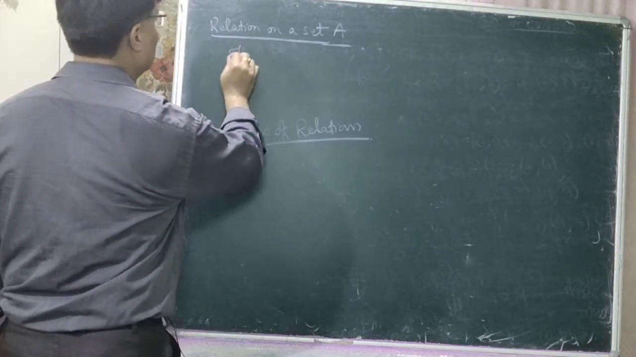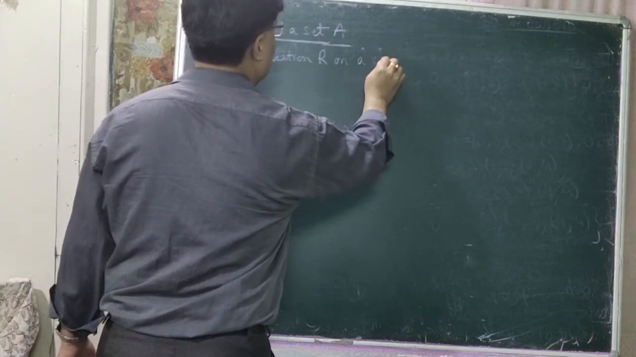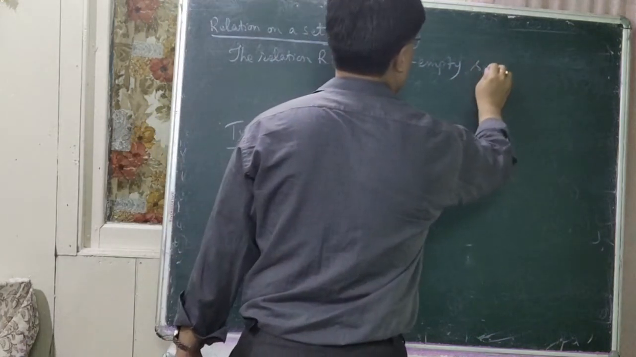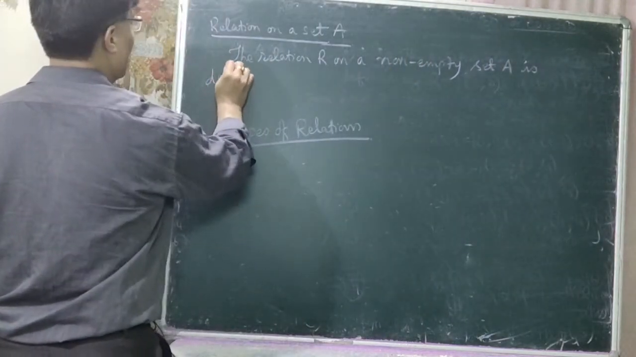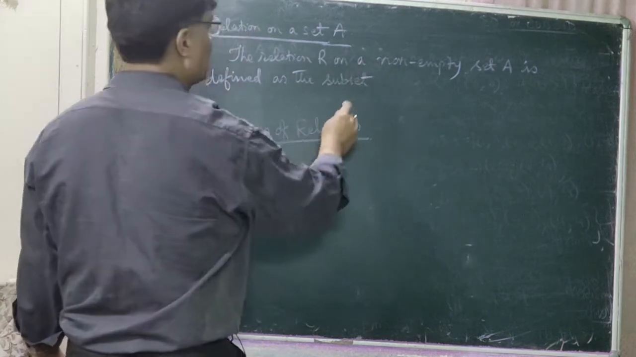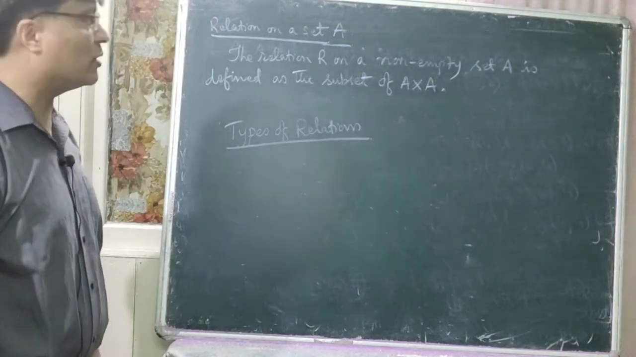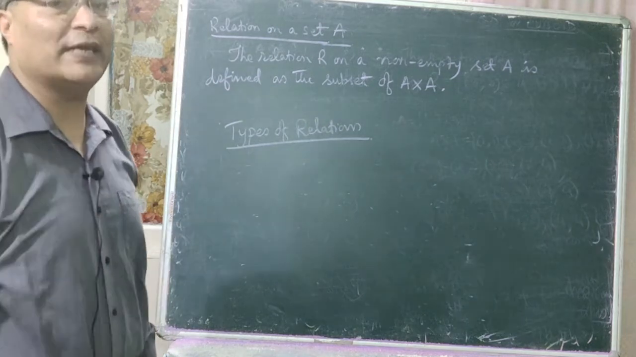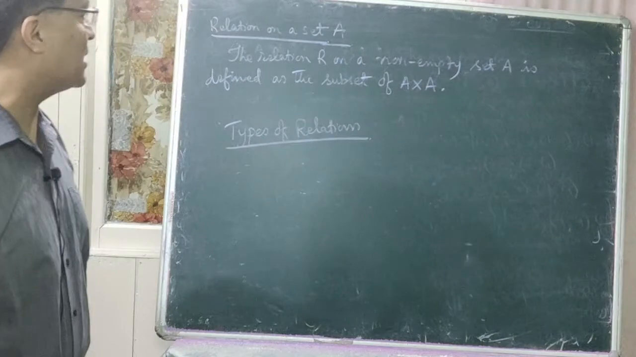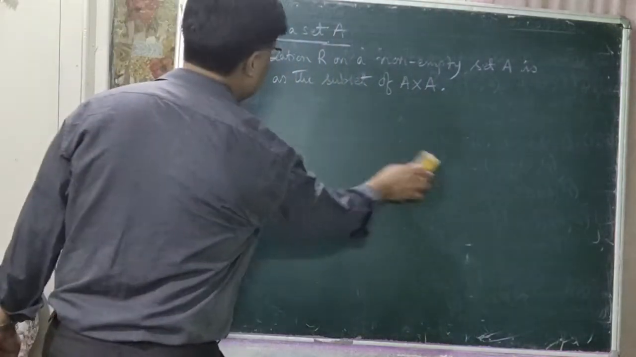Okay? So its definition is: the relation R on a non-empty set A is defined as the subset of A cross A. So this is the definition of relation on a set A.